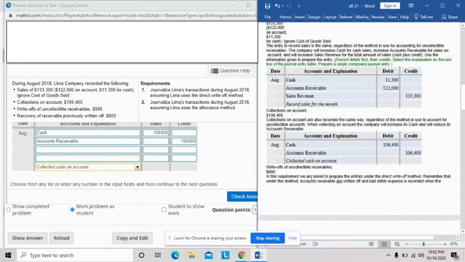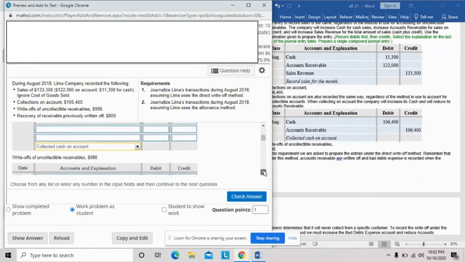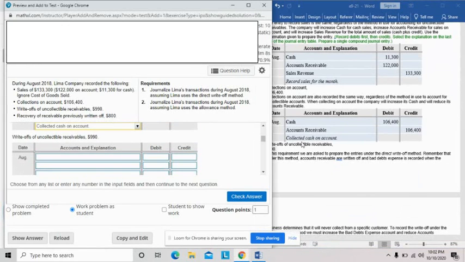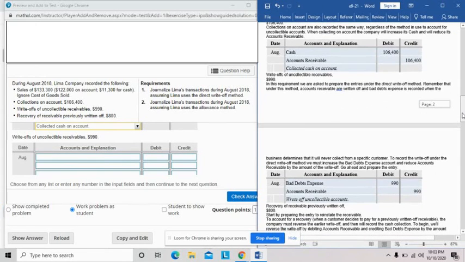Okay. So the next entry would include, what's it? Write-offs of uncollectible receivables of $990, as you see here. In this requirement, we are asked to prepare the entries under the direct write-off method. Remember that under this method, accounts receivable are written off and bad debts expense is recorded when the business determines that it will never collect from a specific customer.